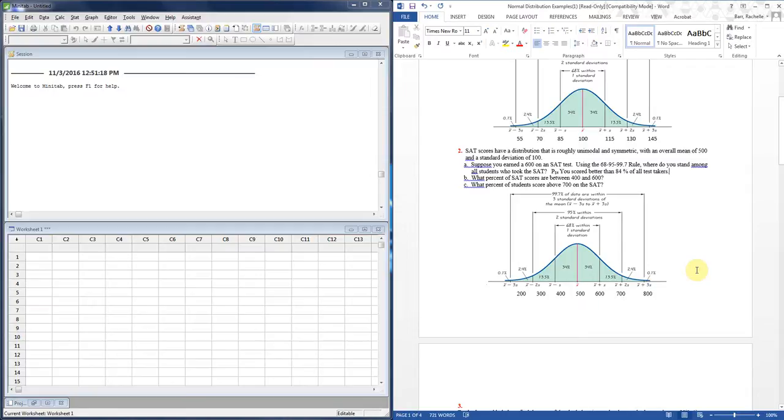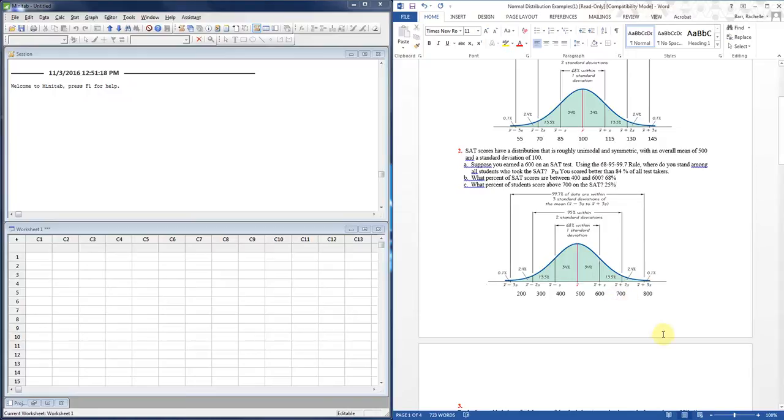Okay, so what percent of SAT scores are between 400 and 600? Oh, look, we're one standard deviation away from the mean in each direction. That's going to be 68%. And what percent of students scored above a 700 on the SAT? So I want above the 700, so I can take this 2.4% and this 0.1% and add that together and get 2.5%.